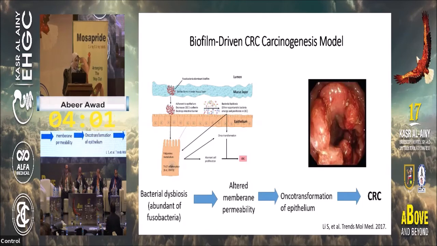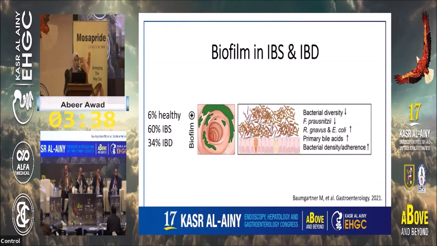These are some examples, as we have a session for microbiota describing several diseases. I just mentioned examples. For the biofilm-driven colorectal carcinogenesis model, bacterial dysbiosis alters the membrane permeability, which augments the oncotransformation of the epithelium, finally resulting in colorectal cancer. Biofilm is also implicated in inflammatory bowel disease and irritable bowel syndrome. This is a very nice paper published in 2021 about biofilm that was discovered to be present in 60% of patients with one condition and 34% in patients with irritable bowel syndrome.